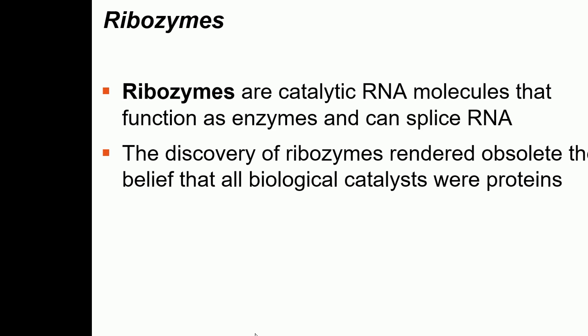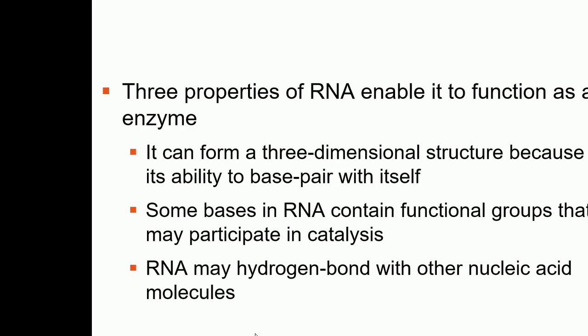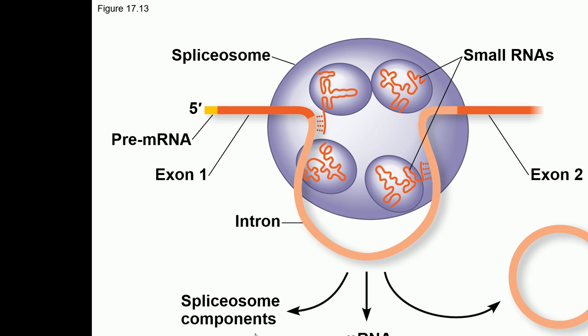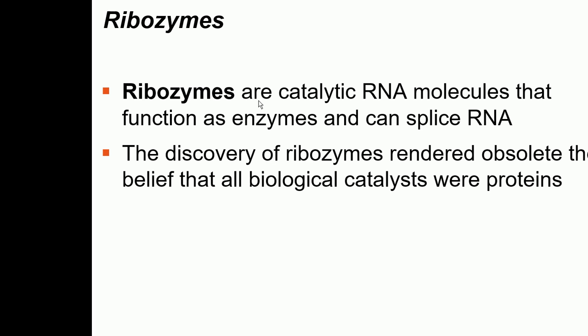Basically, how does splicing take place? It takes place with the help of these spliceosomes, and in these spliceosomes there is an RNA, and this RNA acts as a catalyst. This RNA acts as an enzyme, and when RNA acts as an enzyme, they are called ribozymes. So ribozymes are catalytic RNA molecules that function as enzymes, and they can splice RNA.